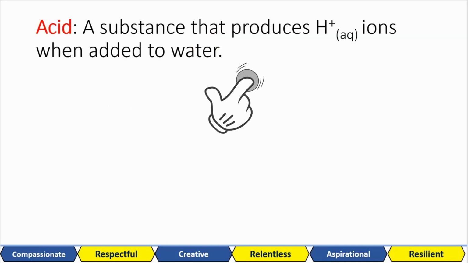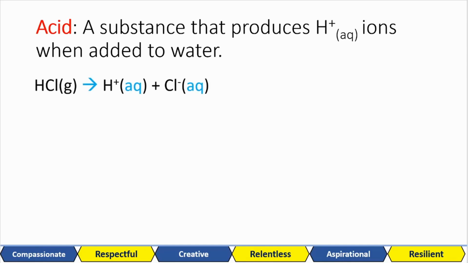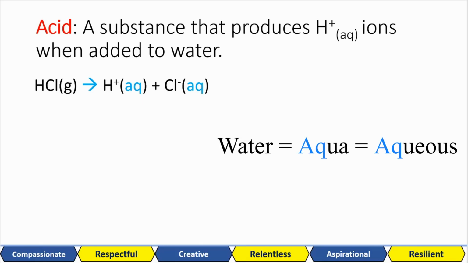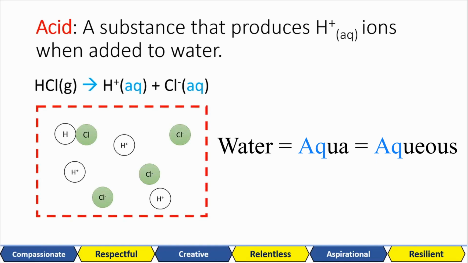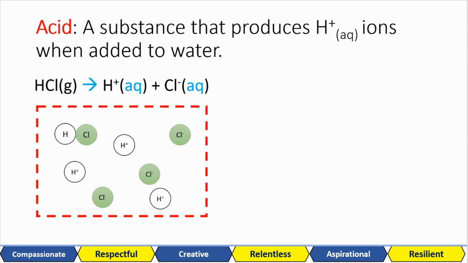So we can define an acid as a substance that produces hydrogen ions when added to water. In this example, hydrogen chloride dissolved in water forms hydrogen ions and chloride ions. Remember that aq means aqueous, dissolved in water, aqua. This is what that would look like. We have the hydrogen ions produced, so it is acidic.